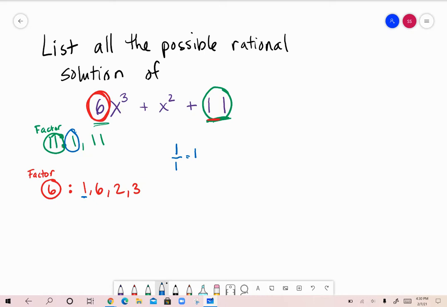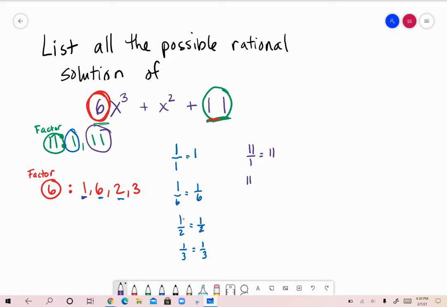And then you go 1 again, divided by the 6. That's 1 over 6. And then you do the 1 again, divided by the 2 now. That's 1/2. And then you do the 1 divided by the 3. So that equals 1/3. All right. And now we do the 11, because that's the next factor. So 11 divided by the 1. 11 divided by 1 is 11.